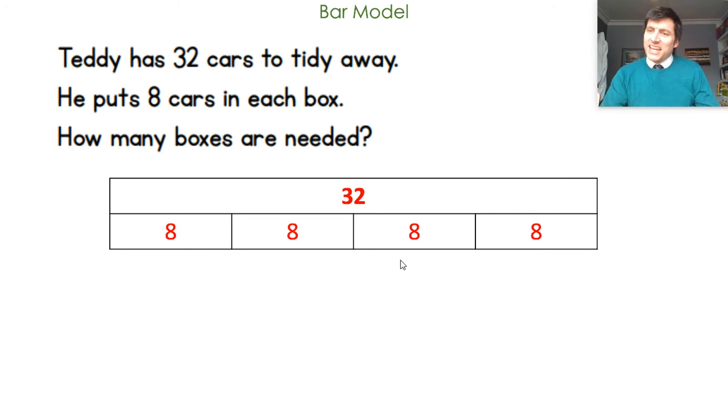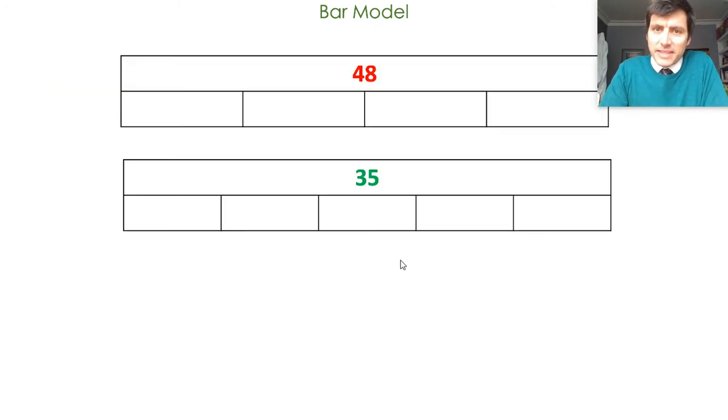Right, guys, so you can see now that there's 4 sections and each one is worth 8. Okay. Now, 2 bar models there for you to complete. Now, the red value is 48. There's 4 sections that go there. So what would be in each section? The second one, the green value, is 35, the product. How many sections are there? Should we count?